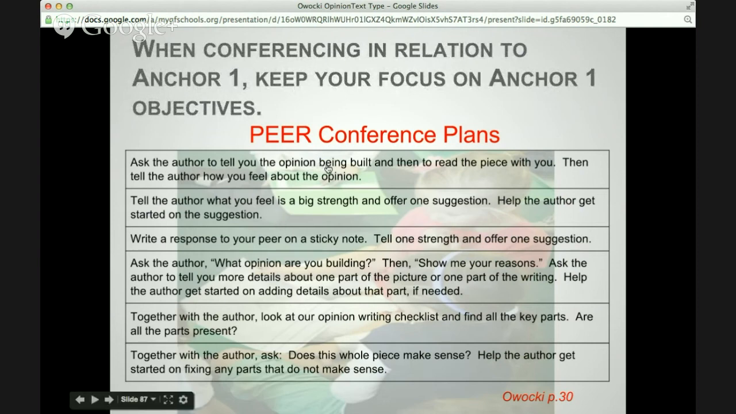Ask the author to tell you the opinion being built and then to read the piece with you. Then tell the author how you feel about the opinion. This is well laid out, her direction for teacher conferencing and for peer conferencing. And both the teacher conference and peer conference plans are on the Literacy Hub.